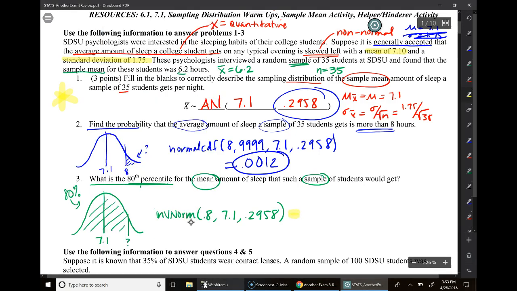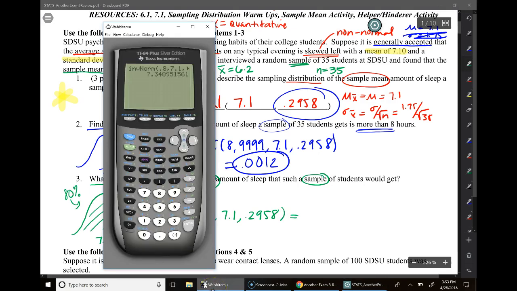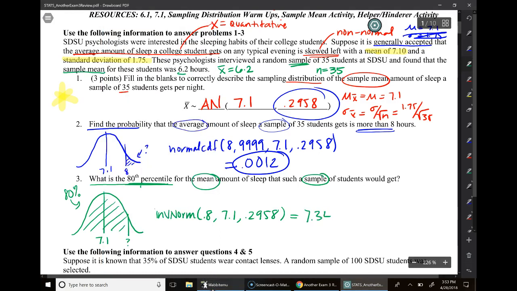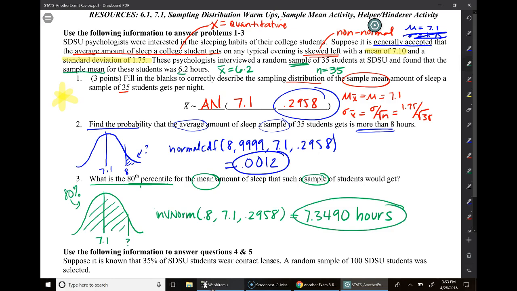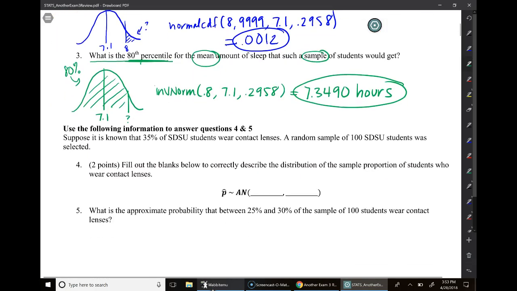7.348 or 7.3490. And then, of course, inverse questions. You always got to put down our units, hours. All right, so that's the example from part 7. Part 6 is the one below.